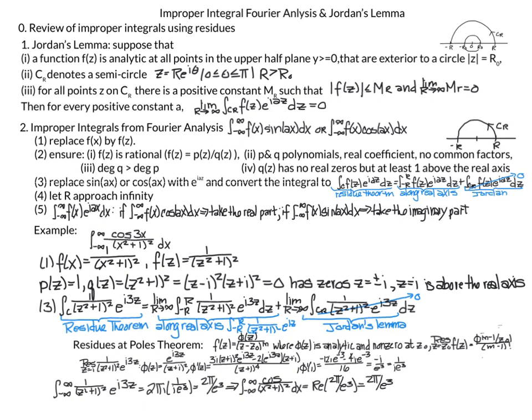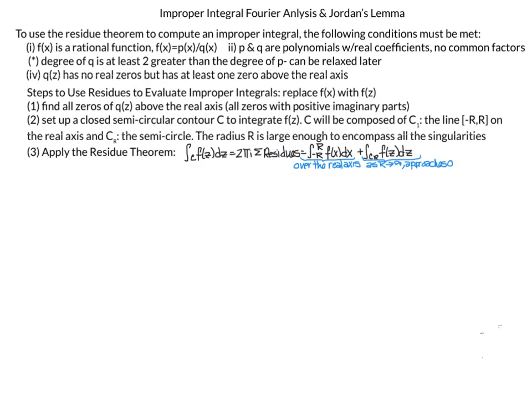But let's look at all the little parts we've discussed so far. We reviewed the residue theorem to compute an improper integral, and these were the conditions that had to be met: f of x is a rational function, f of x equals p of x over q of x, p and q are polynomials with real coefficients, no common factors, the degree of q is at least 2 greater than the degree of p, and finally q of z has no real zeros but at least 1 zero above the real axis. And then we use these steps to evaluate the improper integral.